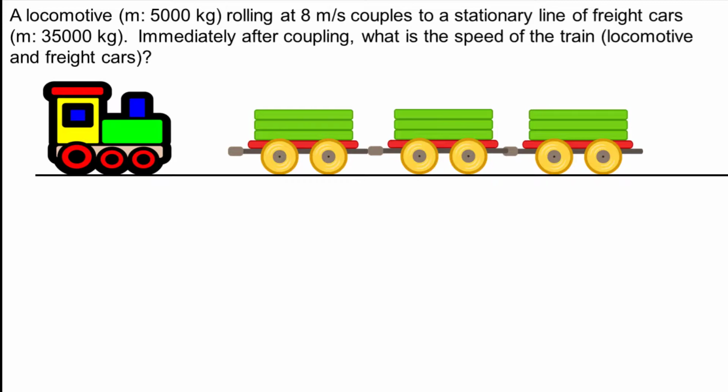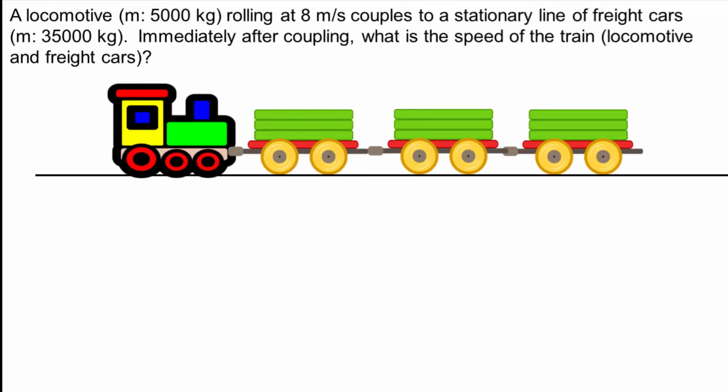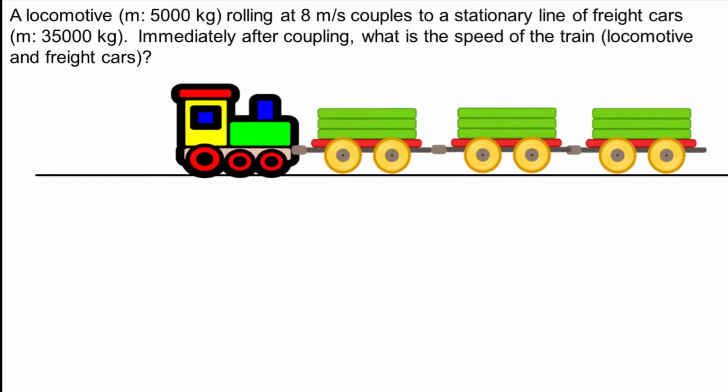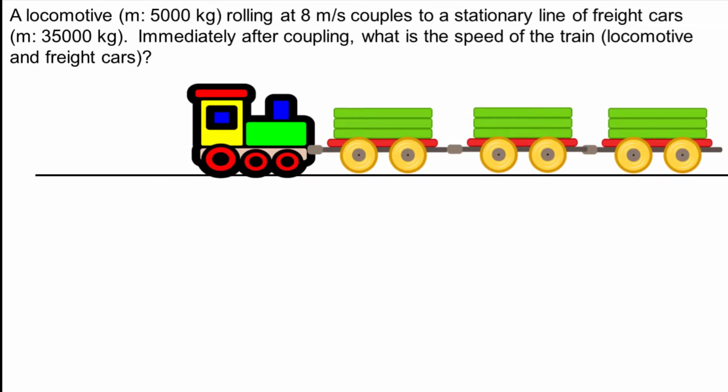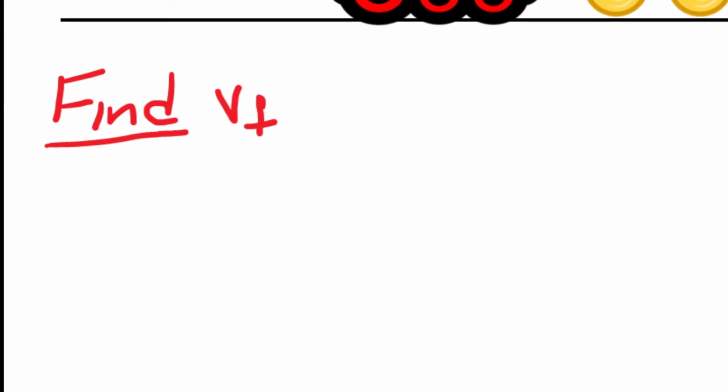Let's take a look at what this means. When they end up coupling up, we have the freight car moving forward, and then the locomotive and the freight cars move together. Let's go through our 5-step problem-solving process. We have our train already drawn. What are we trying to find? We're trying to find the final velocity.